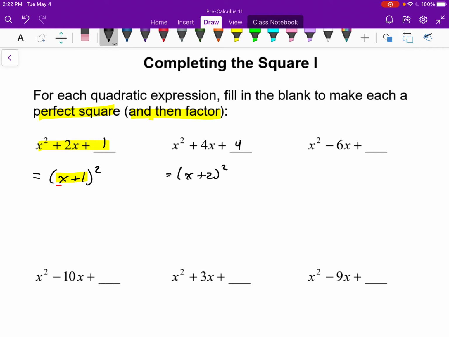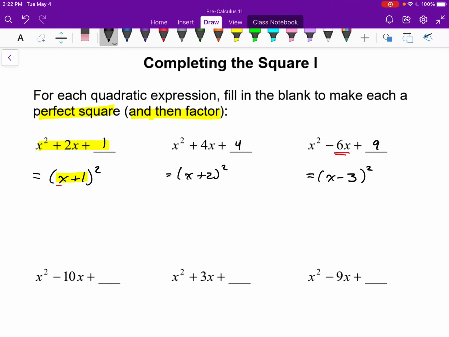The next one, what would have to go here? Well, first of all, I know if I were to factor this, it would be x minus something squared. I know it's going to be minus because there's a negative 6 right there. So what term would go there? Well, remember, I said this middle term, if we look at this the other way around, is always the same as this times 2. So x times something times 2 equals negative 6x. This has to be a 3. x times negative 3 times 2 is negative 6x. And if that's a 3, then this must be a positive 9.